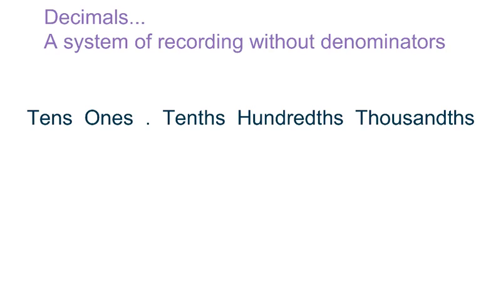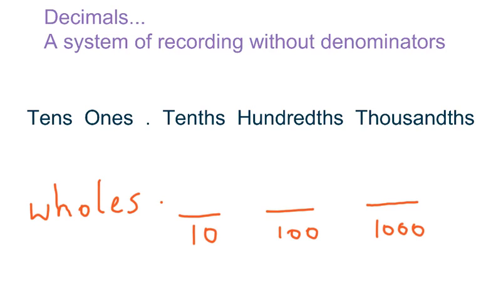So decimals are a system of recording without denominators. We've had the guiding text shown in navy blue in the middle here of tens, ones, a decimal point, tenths, hundredths and thousandths. But we could also show this as just wholes instead of singling out tens and ones, a decimal place, and then everything after as fractions with denominators as tenths, hundredths or thousandths.